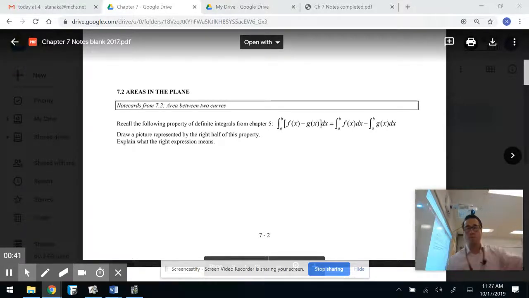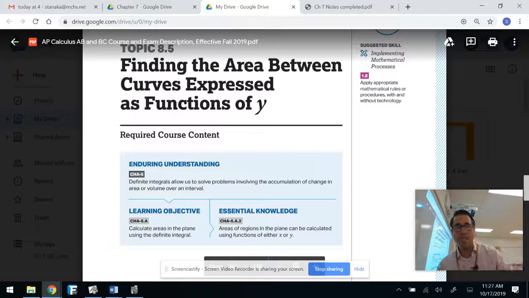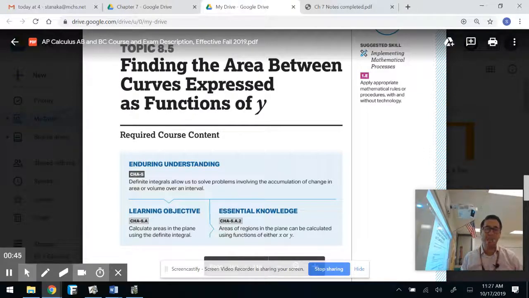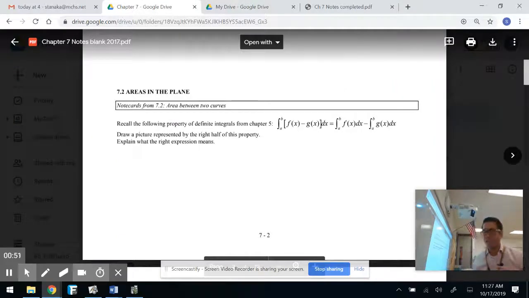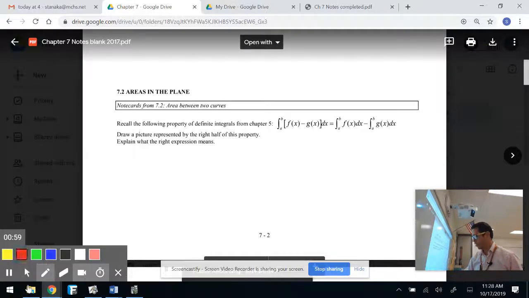Okay, here we go. Let's rock this. We are at topic 8.5, finding the area between curves expressed as functions of y, or vice versa, actually, right? We'll take it a step further. I won't show you that next topic. But let's get rolling today. So here goes. Areas in the plane.